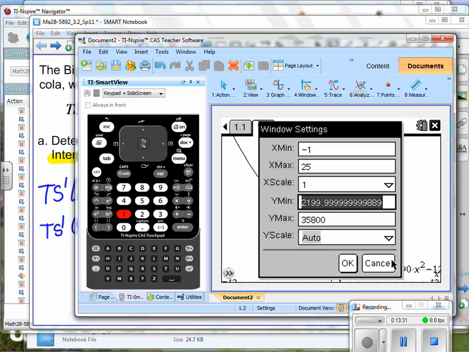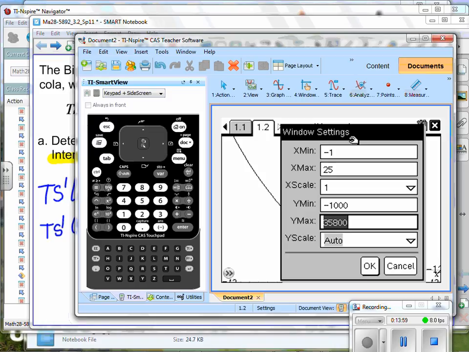Now my minimum, I really am not interested in too much of a minimum revenue, total sales, but I will make it negative 1,000. And I should have called your attention to the fact that right now it says 35,800, but take a look, that's for this piece up here. And where it actually crosses is much closer, and I know this from the last class, so trust me on this. I'm going to put in 15,000, and I think I'll scale by 1,000.